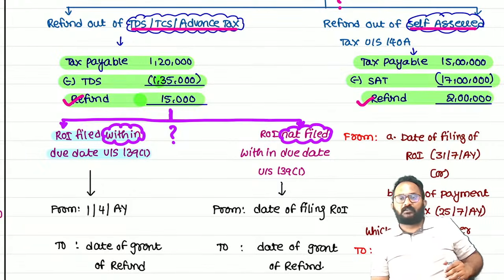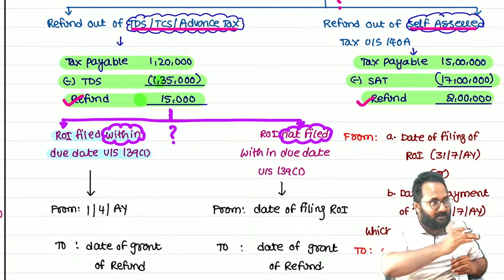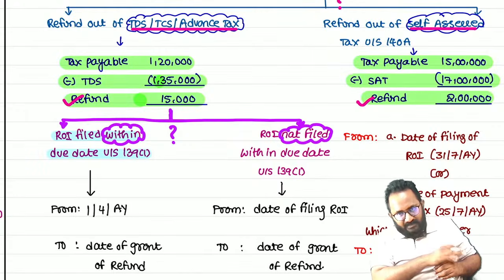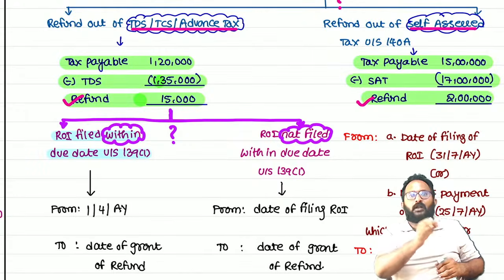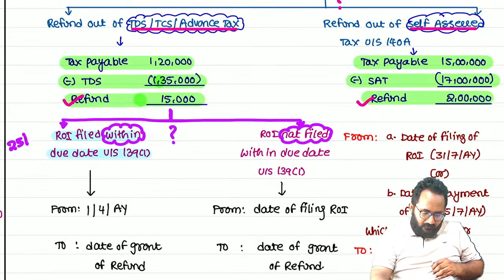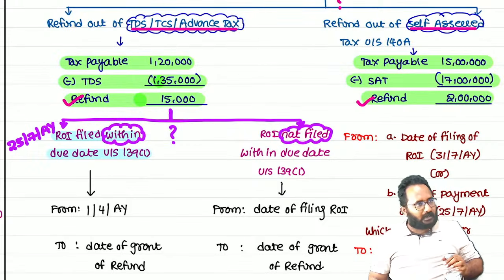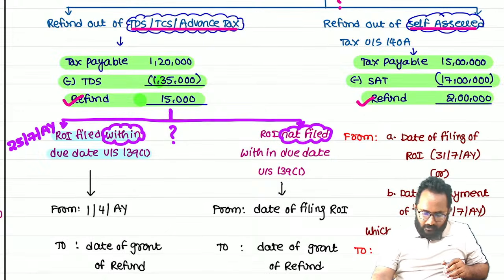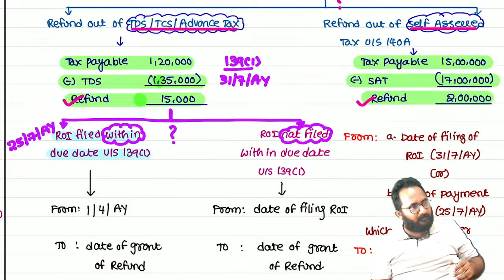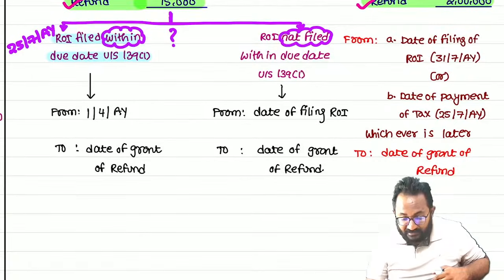Always tax professionals will say, please file the return of income on or before the due date, you will get many benefits. One of the benefits: your due date is 31st July. If you filed the return on 25th July of the assessment year, is it within the due date or after? Within. The due date under 139(1) is 31st July of the assessment year. We filed within, that's why you will get the interest.